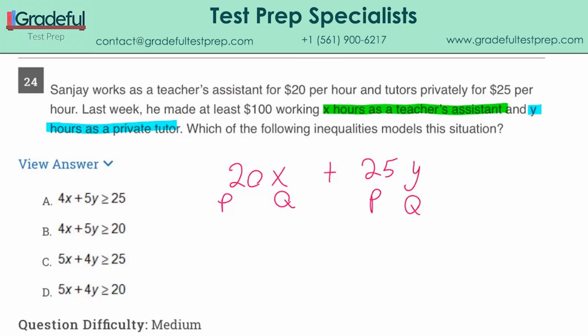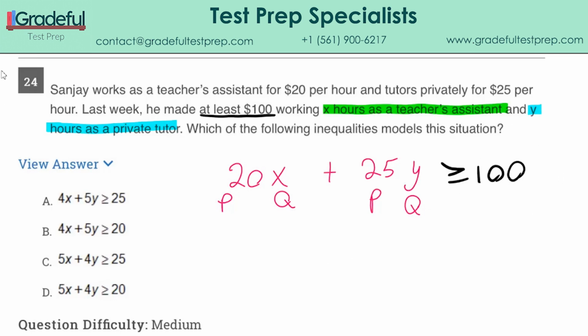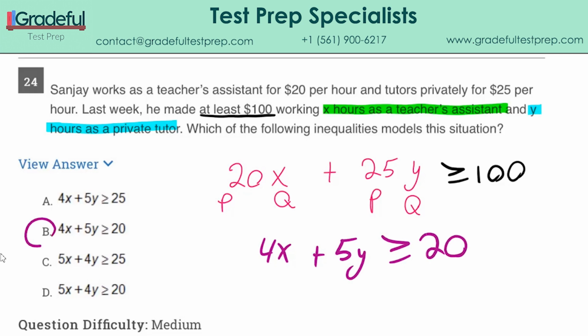So the question is telling us that all of this money has to be greater than or equal to 100 because he made at least 100, maybe even more than that. So the amount of money that he made has to be greater than or equal to 100. And that can be simplified. We can divide all of this by 5, and we would get 4x plus 5y is greater than or equal to 20, which is answer choice B for number 24.